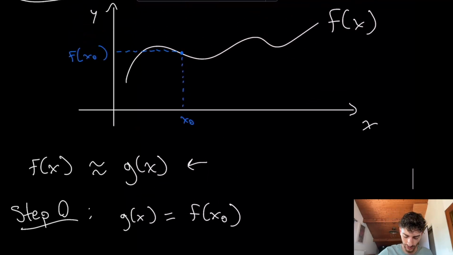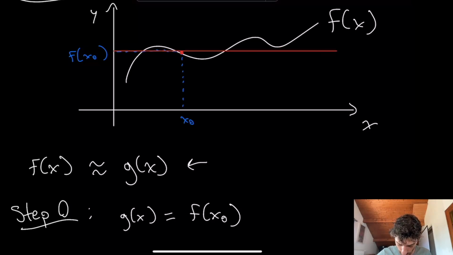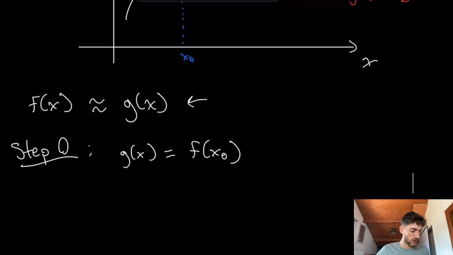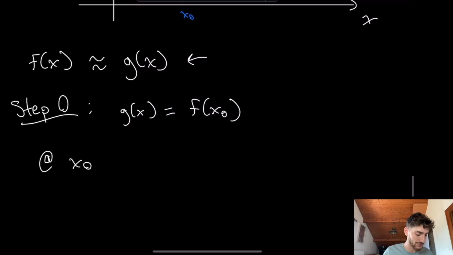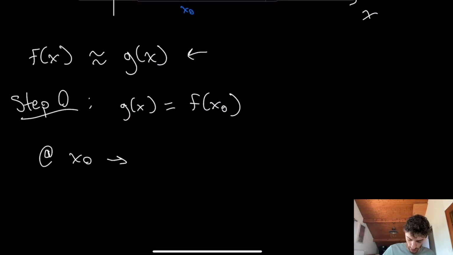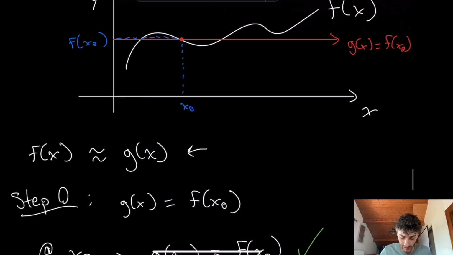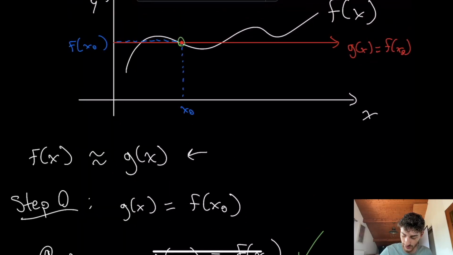Well, let me draw what that would look like. So g at x at every point in x is just equal to f at x naught, this y value. So what is that going to look like? Well, it's going to look like a horizontal line with the y value f at x naught the entire time. So at x naught, well, g at x naught is of course equal to f at x naught, which matches. Okay, g at x naught is the same as f at x naught. Look, it matches there. That's good, right?